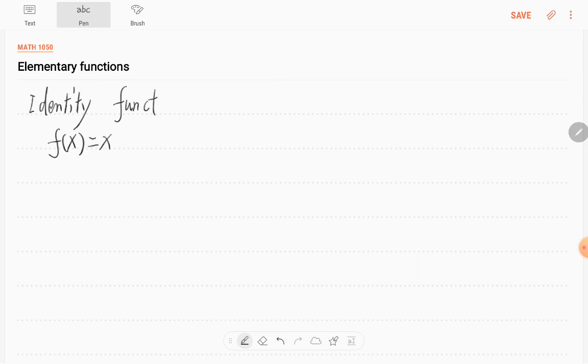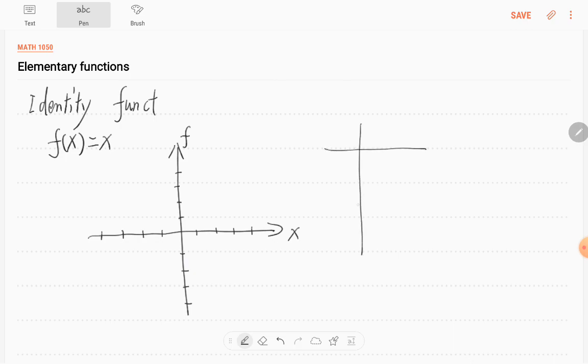Okay. So for this function, let's see what's the graph of this function. So we draw x-axis and the y-axis, or f-axis. So here's 1, 2, 3, 4, -1, -2, -3, -4. 1, 2, 3, 4. Okay. So now let's make a table to see what is the x values and corresponding to the f values.